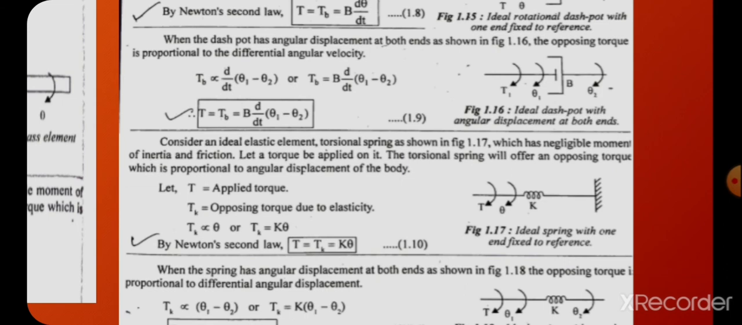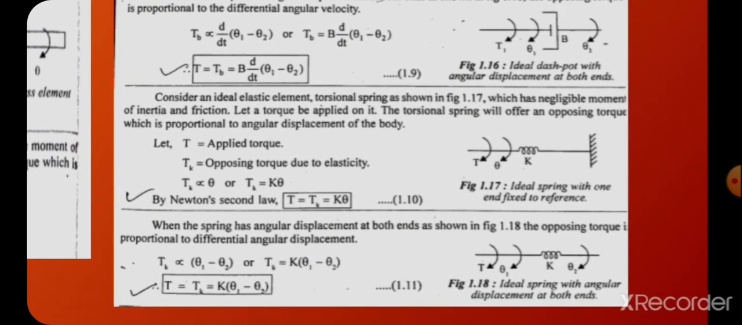If you remember, when we discussed the case of a translational system, what were the equations? F equal to Fk equal to K into X. That was the equation. In the case of a rotational system, it is T equal to Tk equal to K into theta.